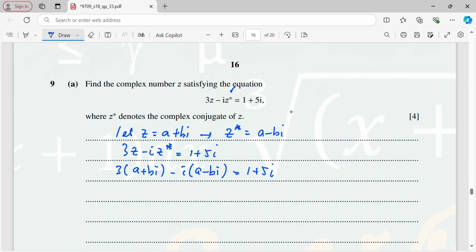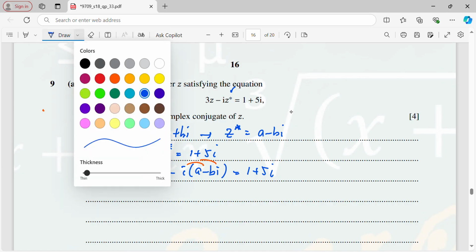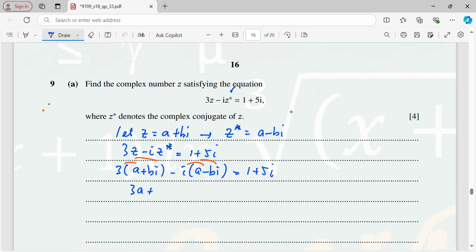Then now here, when I do expansion for both brackets, you will be getting 3a plus 3bi minus ai minus bi squared. Oh, sorry, minus minus is a plus. Plus bi squared. That equals 1 plus 5i. Okay, this is the equal complex number, but I have to simplify the left side first. We know that i squared is minus 1, which means this is minus 1.